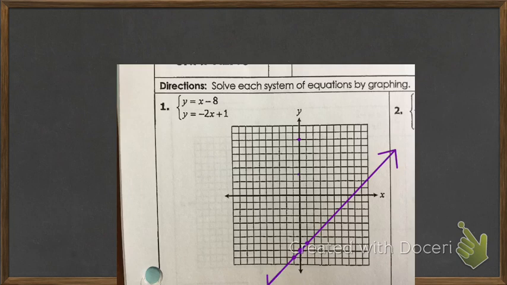Dude, I'm freehanding this. Okay, we ask that every time. I'm freehanding this baby.